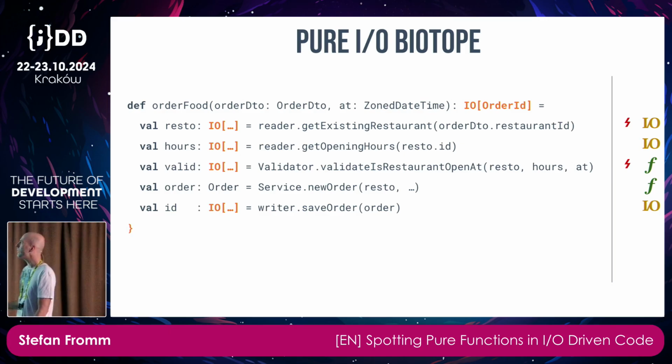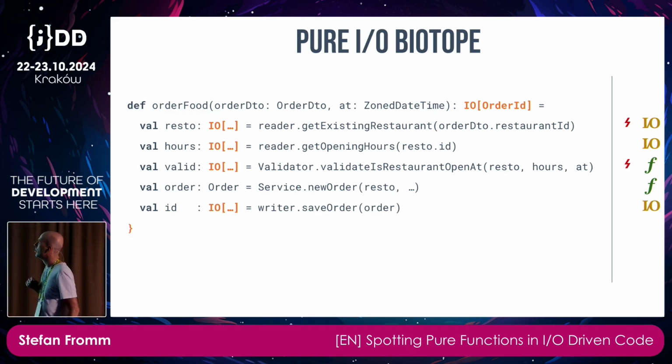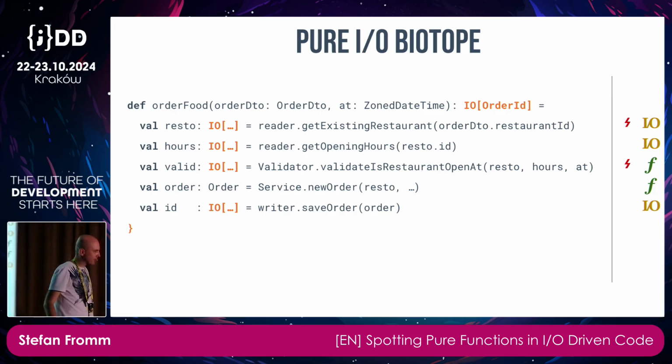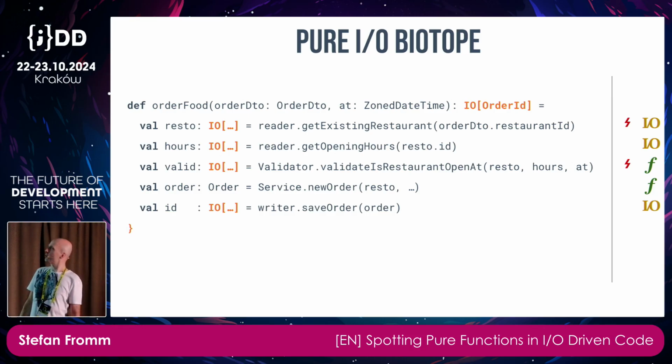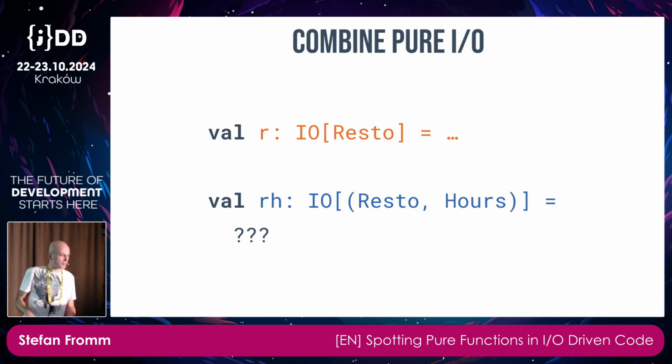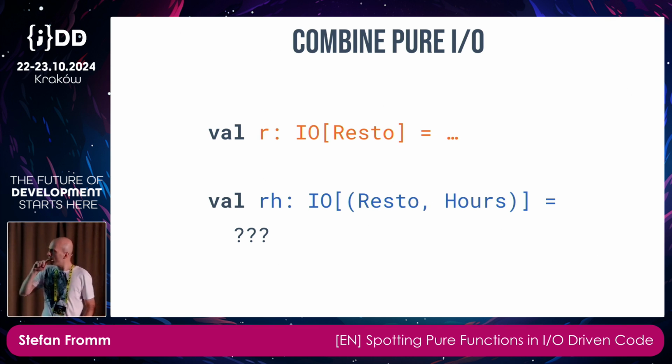Having the restaurant, I want to go and load my opening hours. But the reader doesn't return a restaurant. The reader just returns an effect description. I don't have the restaurant at hand. So the question is, how can I come from an IO that returns me a restaurant to an IO that returns me a restaurant and opening hours? I have a tuple here inside.